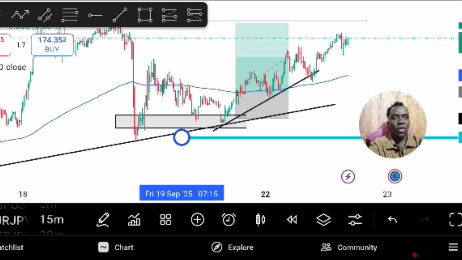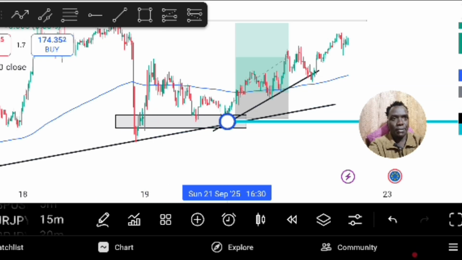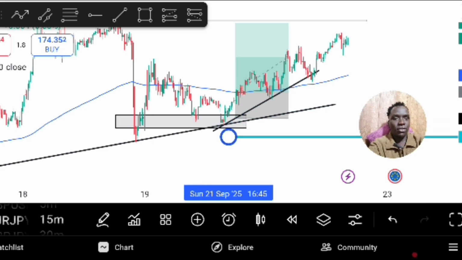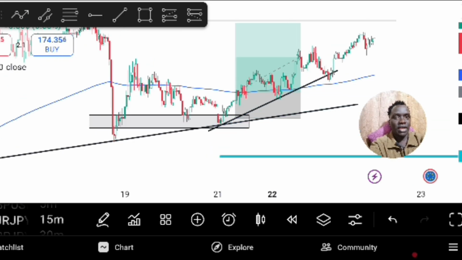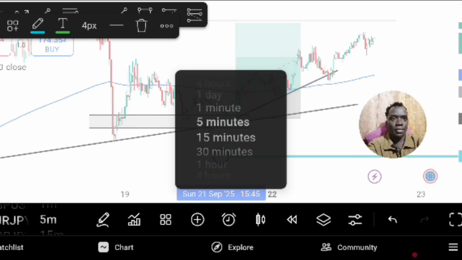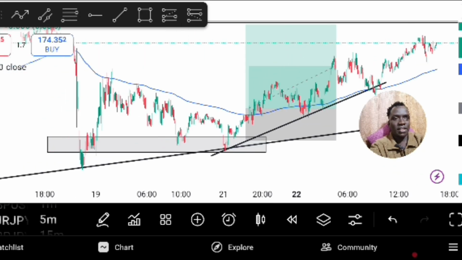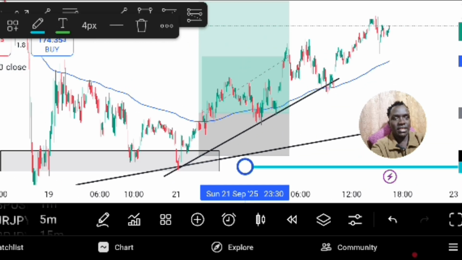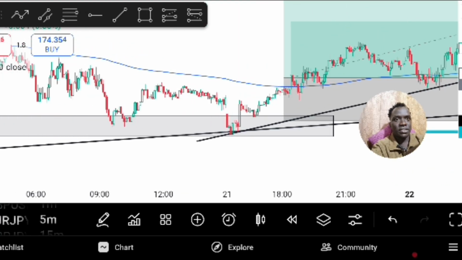with confidence, waiting for the price to come to that particular order block and respect it. On respecting it, I looked for the confirmation showing that the price will further move up, and that was clearly seen on 5 minutes. Let us zoom in and see.